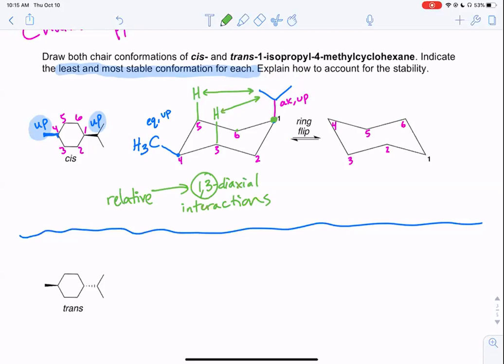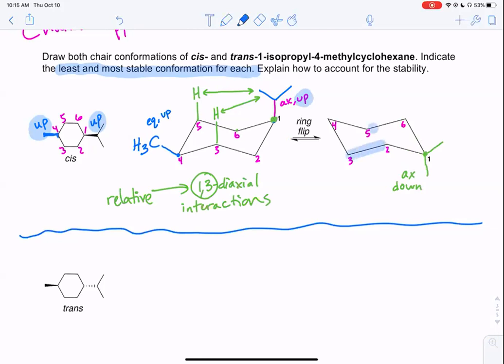On the other chair conformation, we have still those 2 same groups. We should still have the isopropyl group pointing up. It should still be on carbon 1. If we look at what's happening on carbon 1, these groups are pointing up. So our axial must be down. The thing that has to stay consistent is that the isopropyl group should be up. So I'm not going to be putting my isopropyl group in that axial position. Instead, it's going to go equatorial.